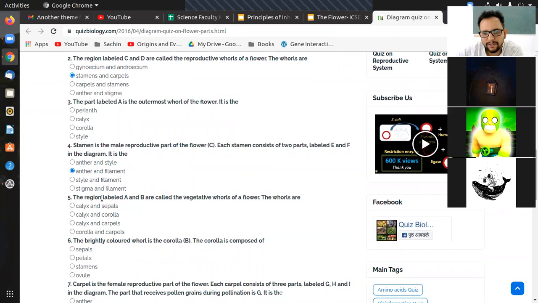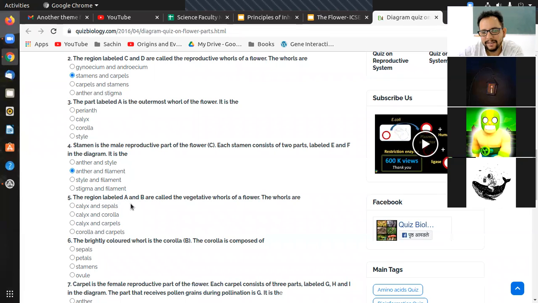We will take this last question. The regions labeled A and B are called the vegetative whorls of the flower. And the whorls are, what do you think, without even looking at the diagram? Forget about the sequence here. We'll go back to the diagram. Vegetative is green? Not necessarily. Vegetative means which is not reproductive. Calyx and sepals? Calyx and corolla? Calyx and sepals would be the same thing.